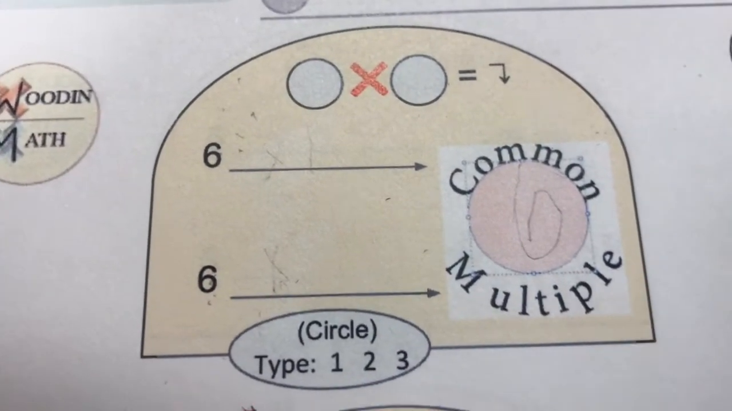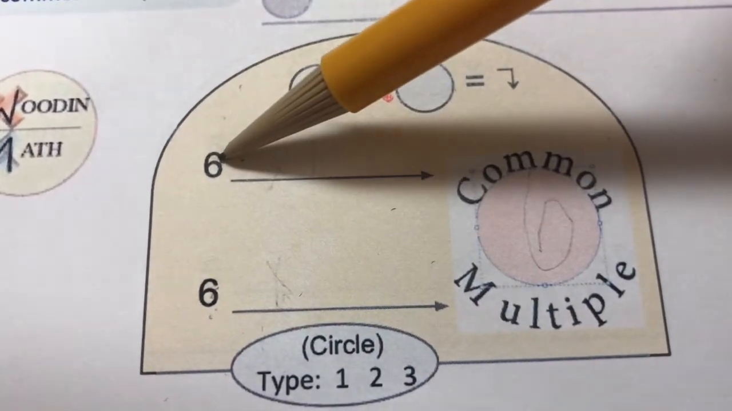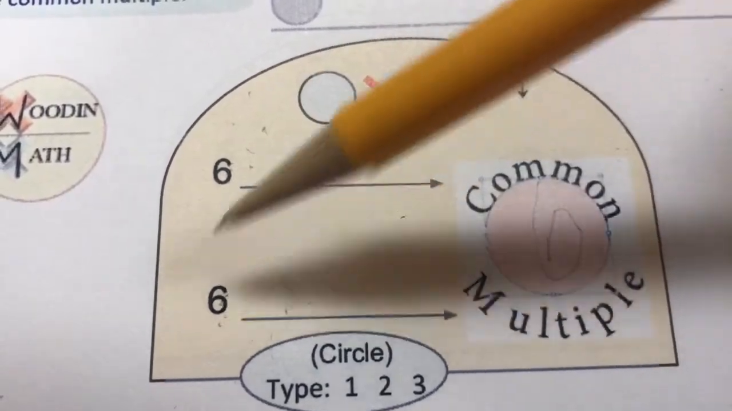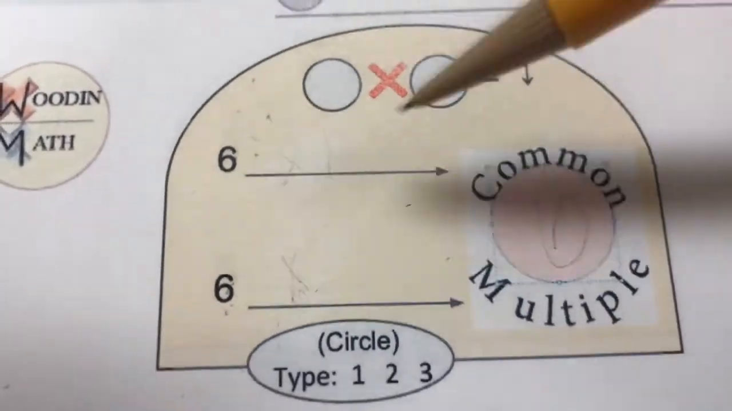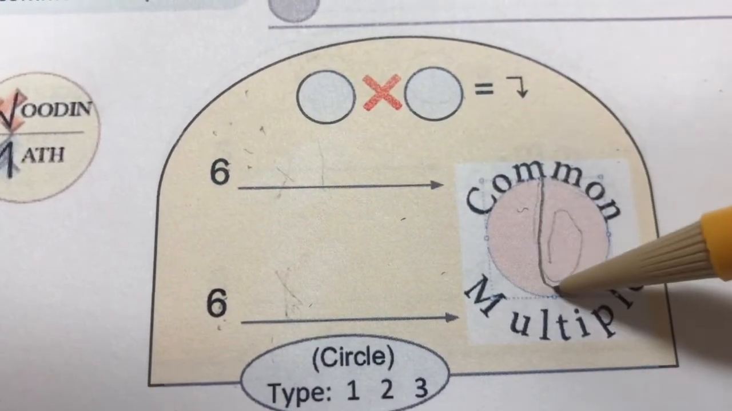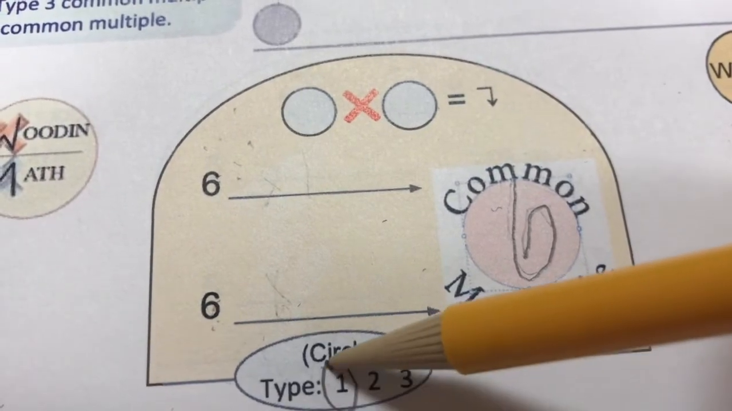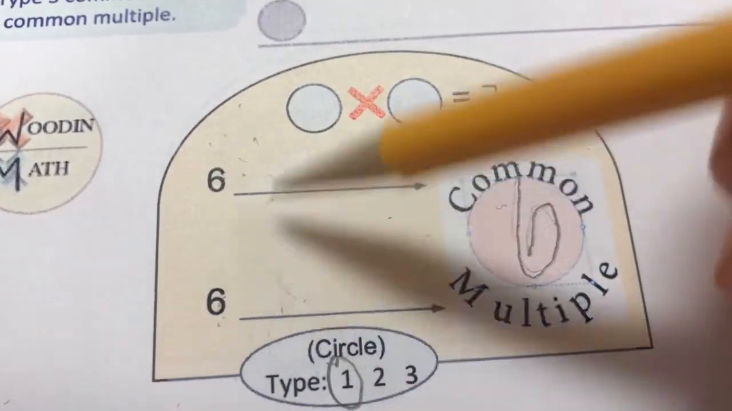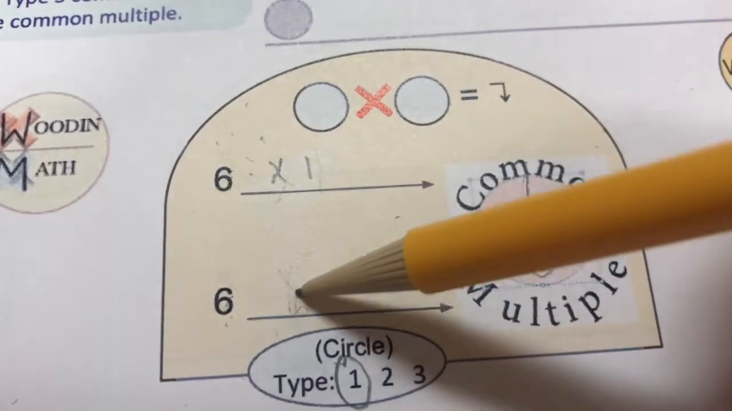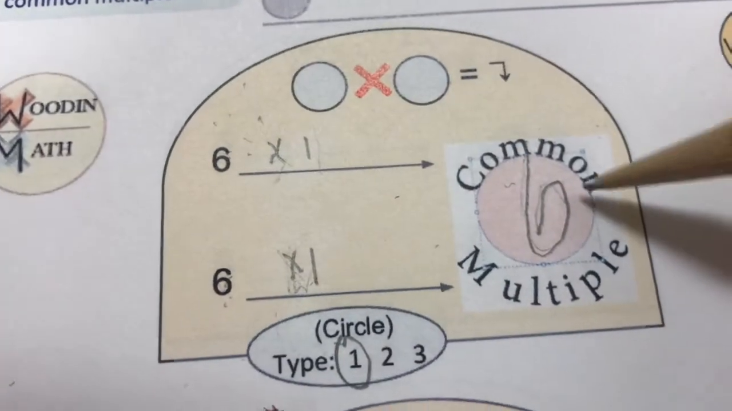So we start out each problem where we look at the two numbers and we look at multiples. What's the smallest multiple of 6 that can turn into 6? Well, 6. If both these numbers are the same, your common multiple is going to be 6. That's a type 1. I don't have to change either of these. So in other words, all I have to do is multiply by 1 to find a common multiple, 6.